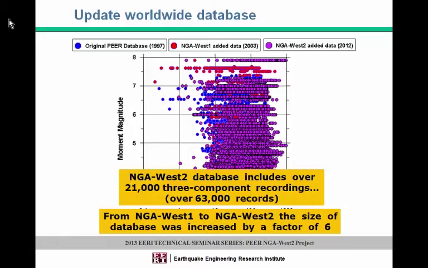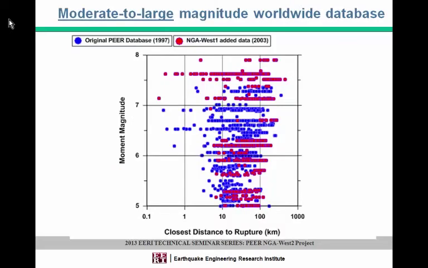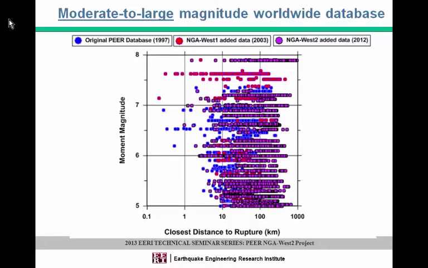what's going on. So this figure is from magnitude 3 to 8, just to make sure that I'm not overwhelming you with the small magnitude data. In this one, I show you from 5 to 8. And this is what we had in NGA-West1, the blue and red dots, and this is what we have. So even from magnitude 5 to 8, the database is becoming absolutely rich.